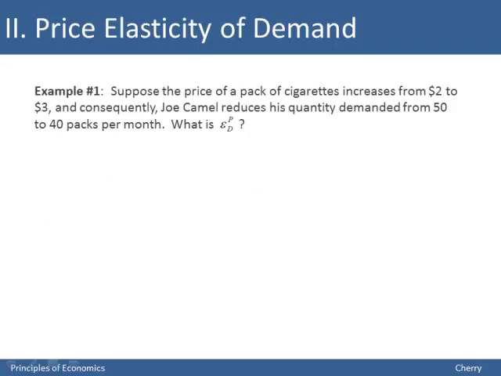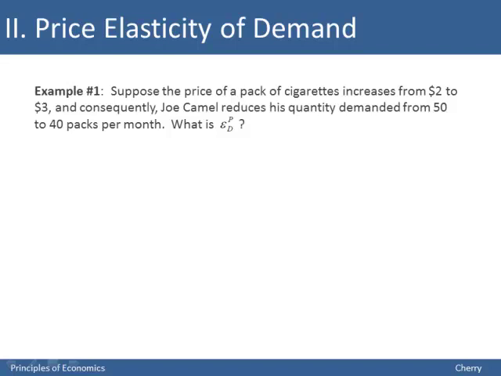So here we're going to start with example number one. Suppose that the price of a pack of cigarettes increases from $2 to $3. Right, so that's the price change. And what you're interested in is how will the buyers respond to that price change. So in this example, Joe Camel responds by reducing his quantity demanded from 50 to 40 packs a month. So how do you calculate the price elasticity of demand?